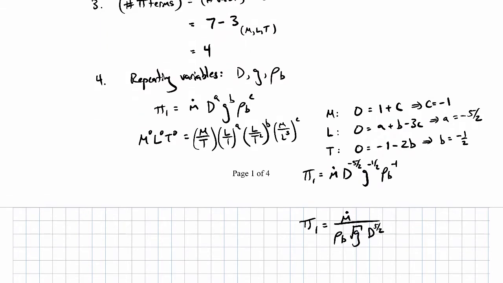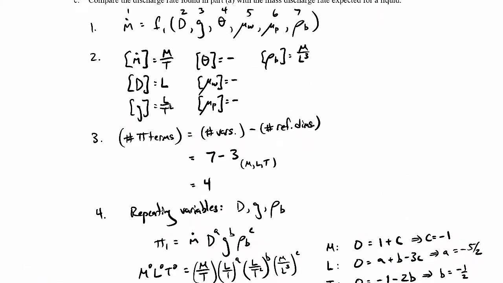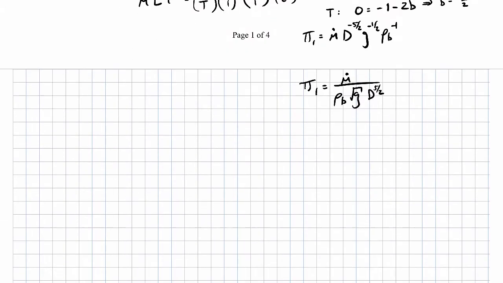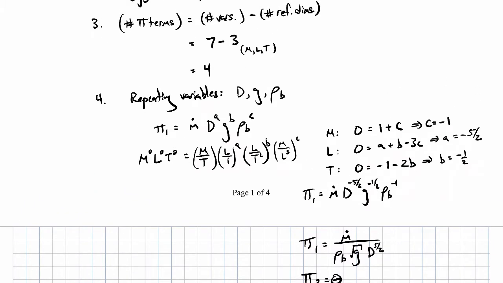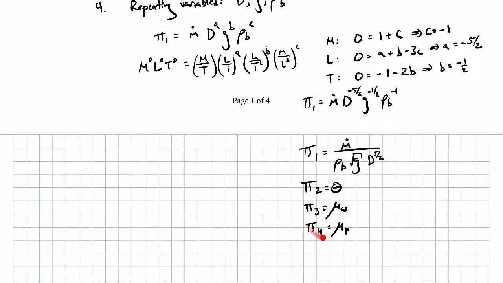Now the other non-repeating variables are just the theta, mu w, and mu p. They're already dimensionless. So they're already their own pi terms. So pi 2 would just be theta, pi 3 is mu w, pi 4 will be mu p. And we should have 4 pi terms, right? So from the Buckingham pi theorem, we have 4 pi terms. So here are all 4.